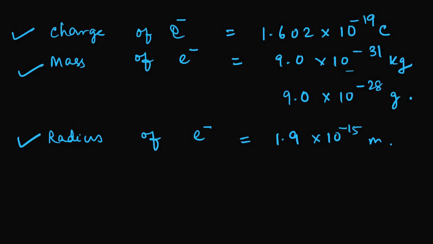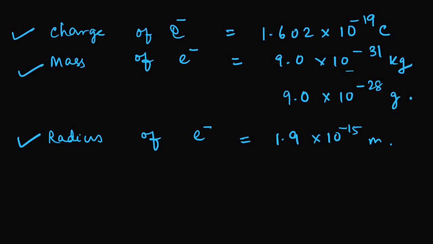Charge of electron is 1.602 into 10 to the power minus 19 coulomb. Mass of electron is 9.0 into 10 to the power minus 31 kg, or 9.0 into 10 to the power minus 28 gram. Radius of electron is 1.9 into 10 to the power minus 15 meter. These three have to be remembered.